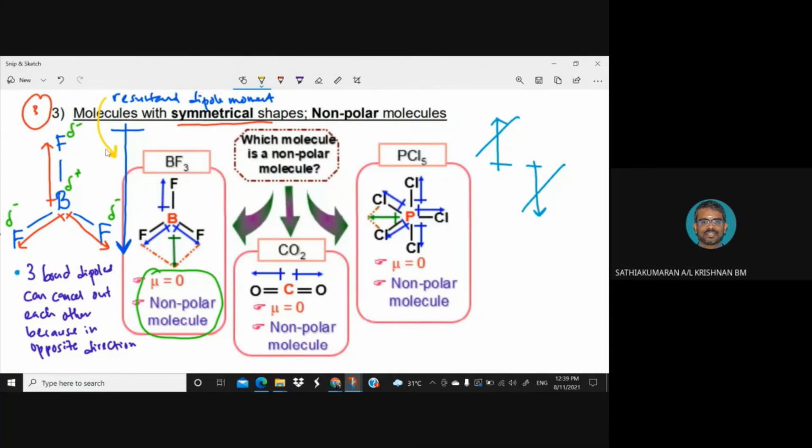Okay, some books draw like this. They draw a bond dipole quite large. Or you also can draw like this, same. If you want to draw like this also, you can. So this is the way you are going to draw the resultant dipole moment.